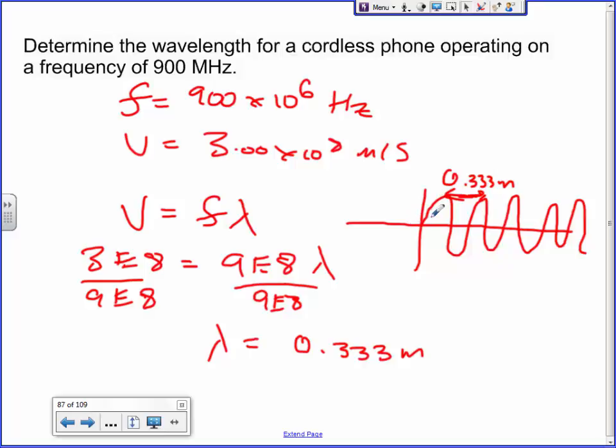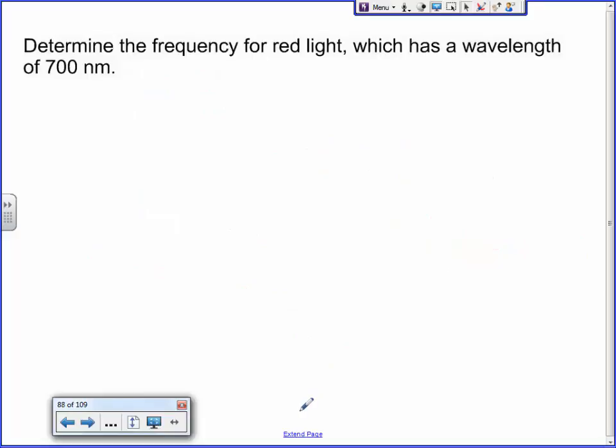Does that make sense? All right. Let's figure out the frequency of red light. Red light has a wavelength of 700 nanometers. So right off the bat, we have a wavelength of 700 times 10 to the minus 9 meters.